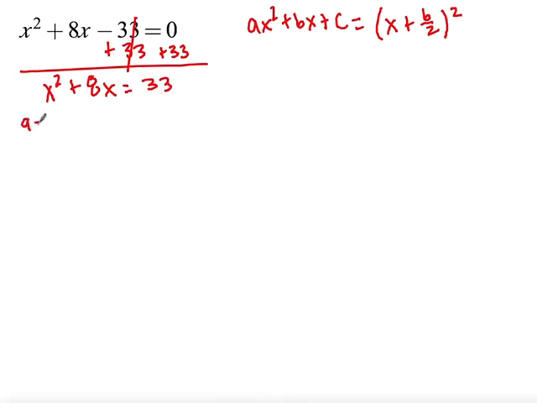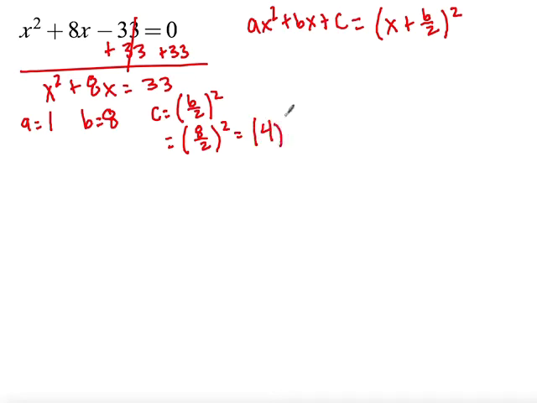So now I'm going to identify what my a is, 1, my b is 8, and my c I'm going to get by doing b over 2 and then squaring it. So I know that b is 8, so 8 over 2, and then squaring it. 8 over 2 is 4, and then I'm going to square it, and so my c is 16. So I'm going to rewrite x squared plus 8x as x squared plus 8x plus 16 equals 33. But because I added 16 here, I need to balance it and add 16 on the right side as well.